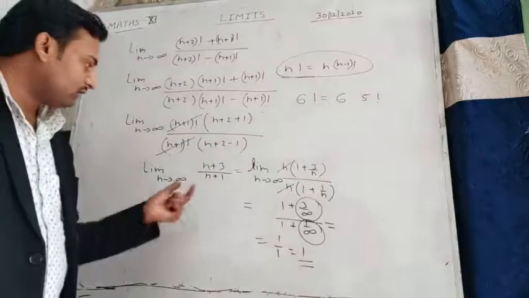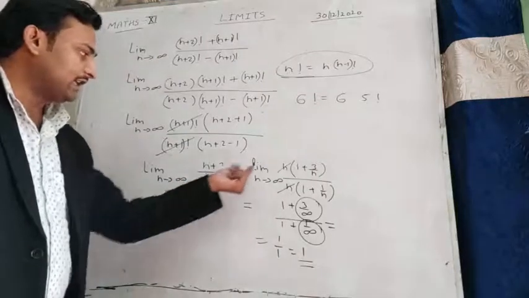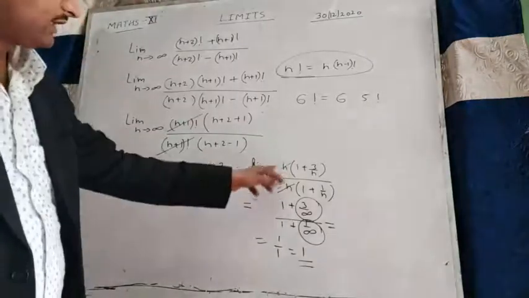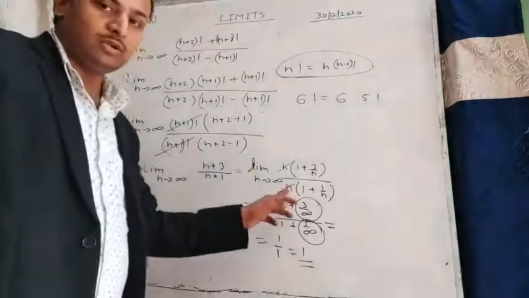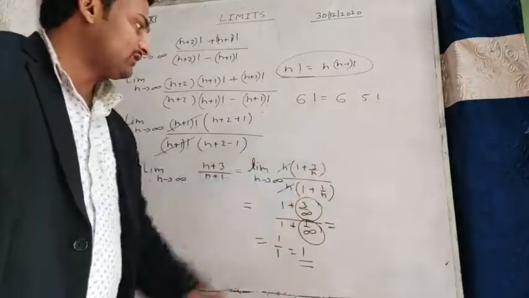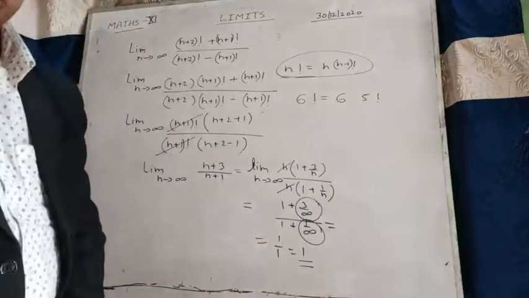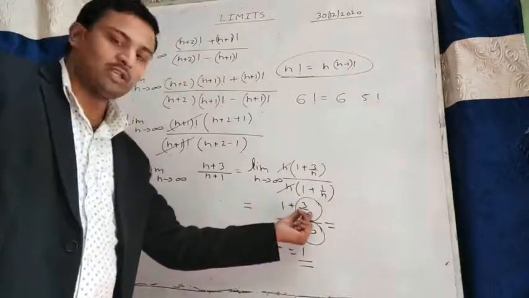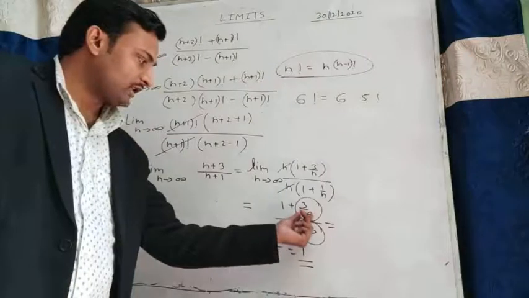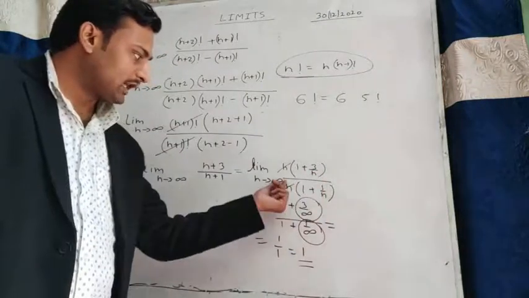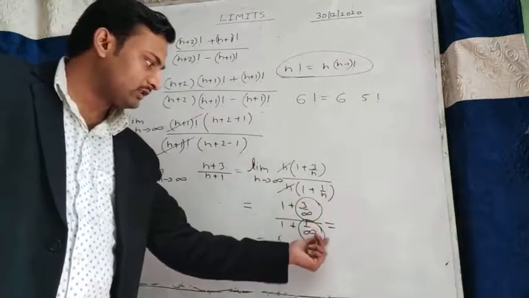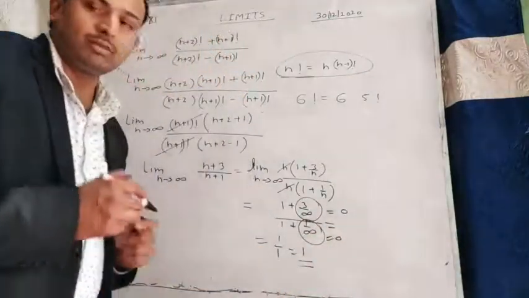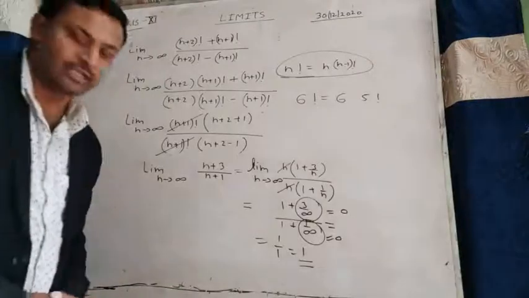Okay student, now for solving the limit, we will take n outside in numerator and denominator also, and we are seeing that n and n will cancel each other. Now the remaining term is 1 plus 3 by n divided by 1 plus 1 by n. Here we substitute our limit. Okay student, in place of n we will write infinity. We get this term is 0, this term is 0. Okay, so our answer is 1 by 1, which is 1. I hope you understand, students.